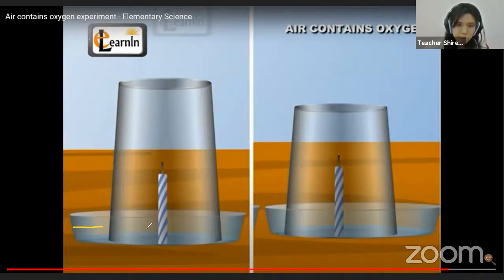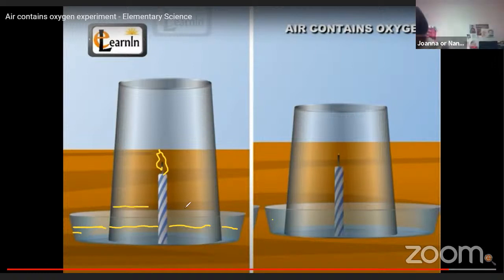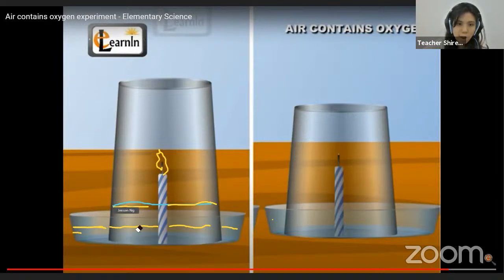Let's assume I put water over here. Originally the water is just like that. However, after I burn, you know what will happen? The water here will be as usual, but the water here will go up. It'll become higher. Who can tell me why it happens?